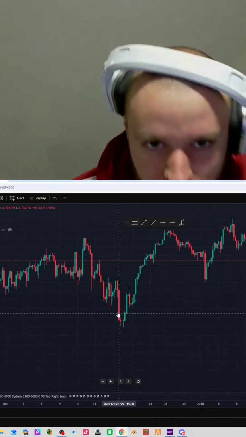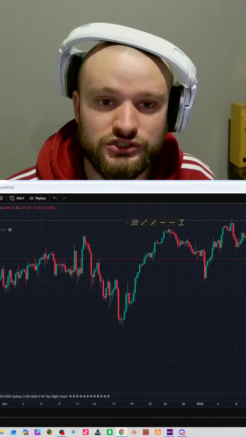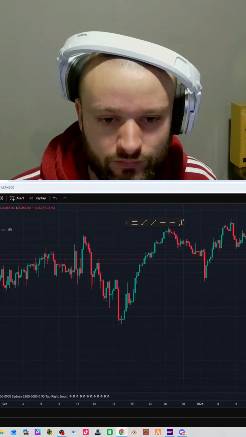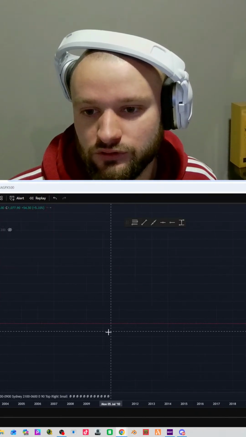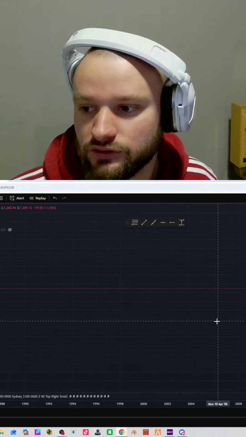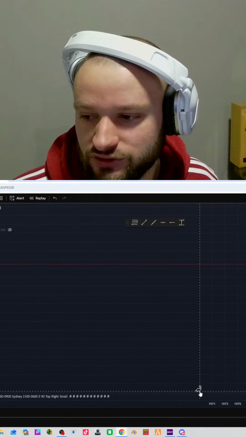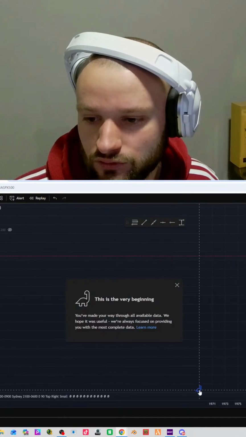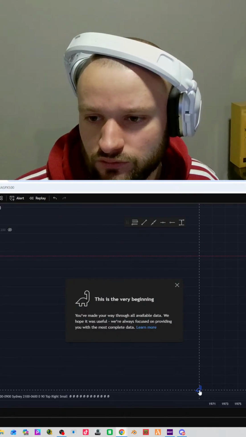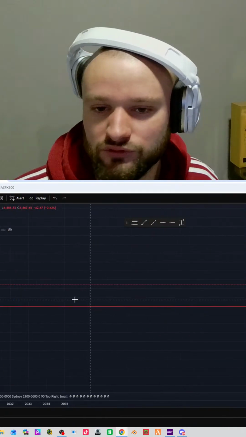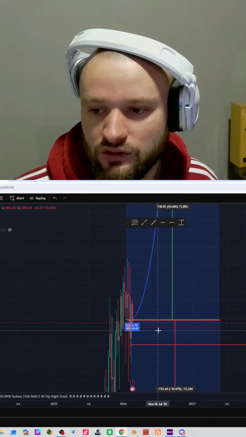But anyway, let's go back to the weekly chart. We're gonna do an S&P 500. I'm gonna redo this because I think I messed it up. So, where's the chart? Why is there a dinosaur here? I'm just so zoomed out.